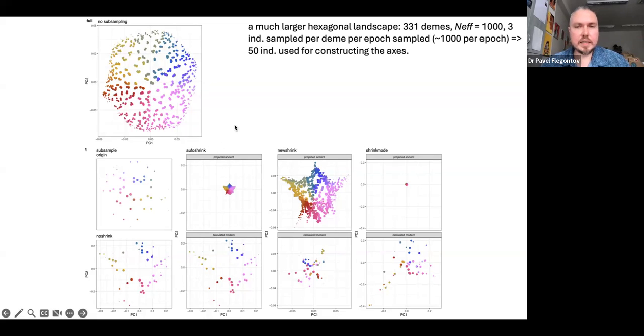we see that it completely reshuffles the set of non-projected individuals, while the auto-shrink algorithm, which was introduced before new shrink, so it's less advanced than new shrink, actually preserves the original PCA, while the new shrink algorithm preserves the projection, which is actually pretty much distorted, but moreover, it completely reshuffles the set of non-projected individuals. And the original coordinates on the landscape where the sampled individuals come from are shown here in this panel.